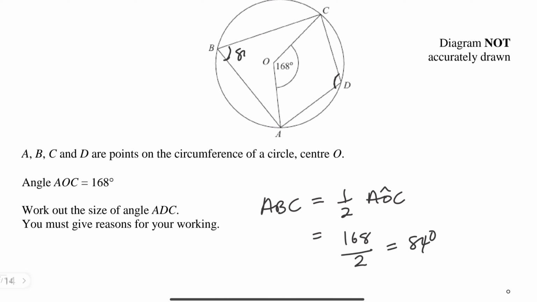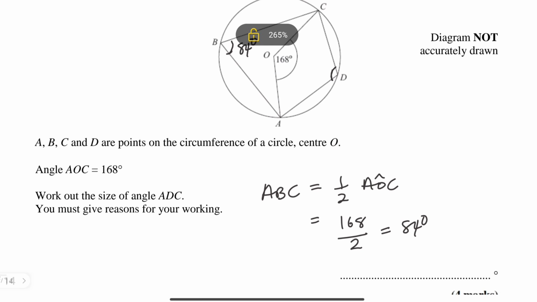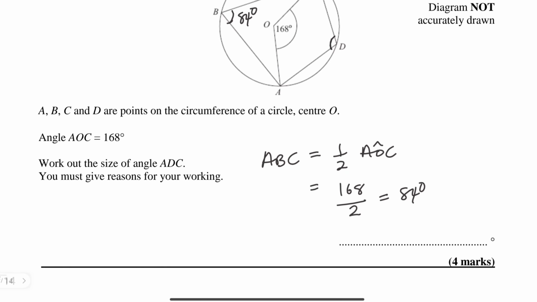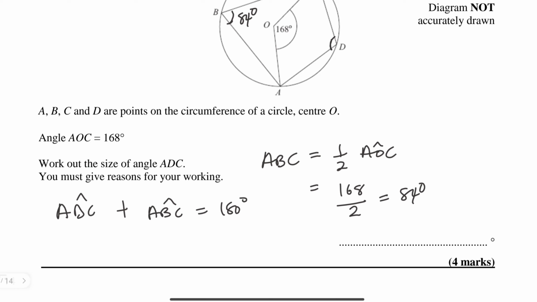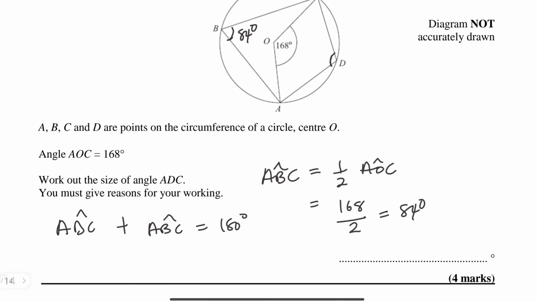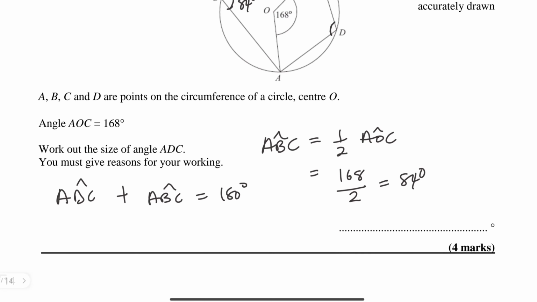So if this is 84 degrees, what is ADC? ADC plus ABC is going to be 180 degrees. Remember, this is a cyclic quadrilateral, and they add up to 180. Since we know that ABC is 84 degrees, that will make ADC equal to 180 degrees minus 84 degrees, which equals 96 degrees. So this is 96 degrees.